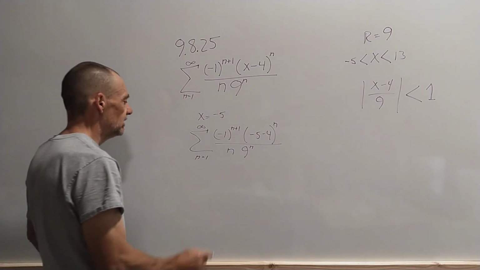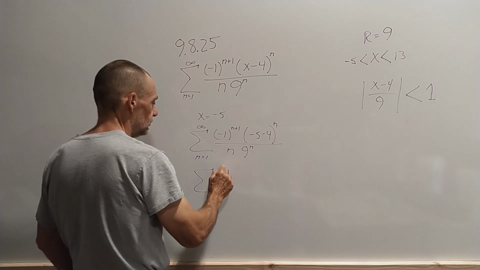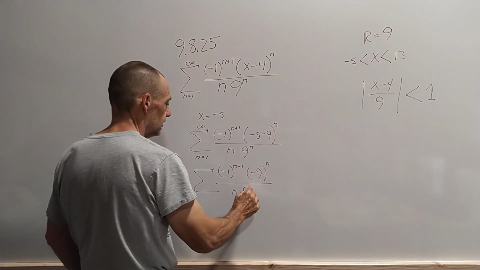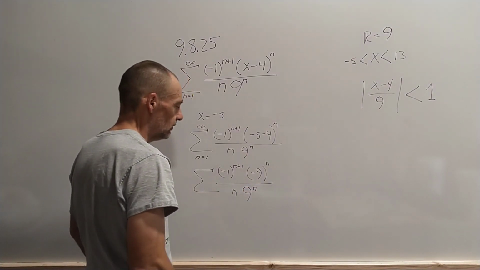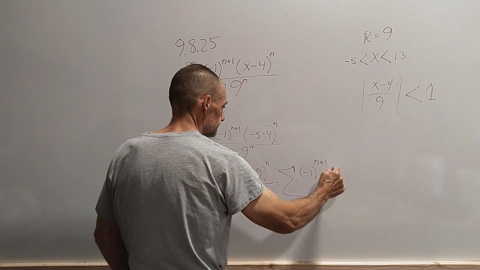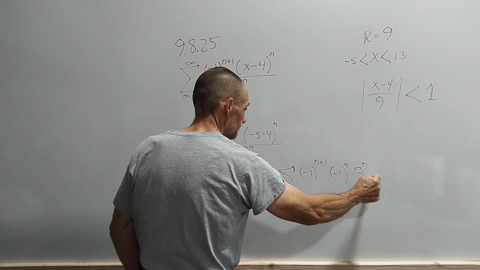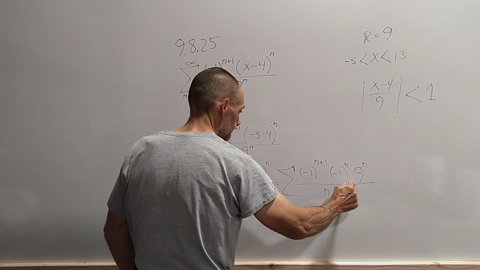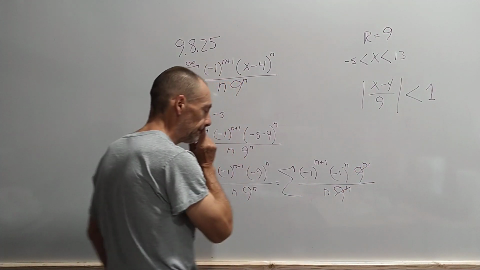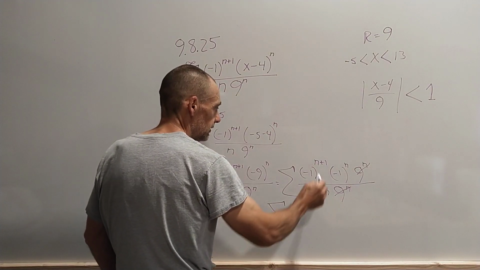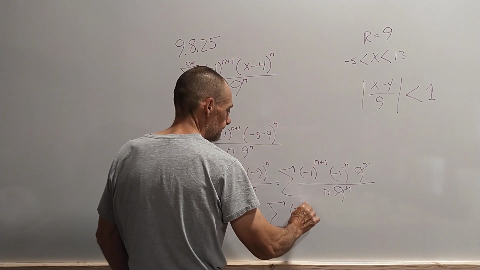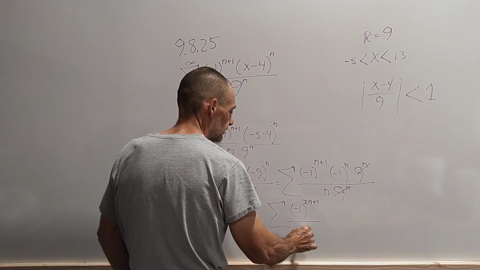Right? Okay. So this is -1 to the n plus 1. This is going to be -9 to the n over n, 9 to the n. Okay? So this is actually correct? And this can cancel. So what we end up with is this. Now, we can add exponents, right? When we multiply, we add exponents. So n plus 1 plus n, that's going to be 2n plus 1 over n.